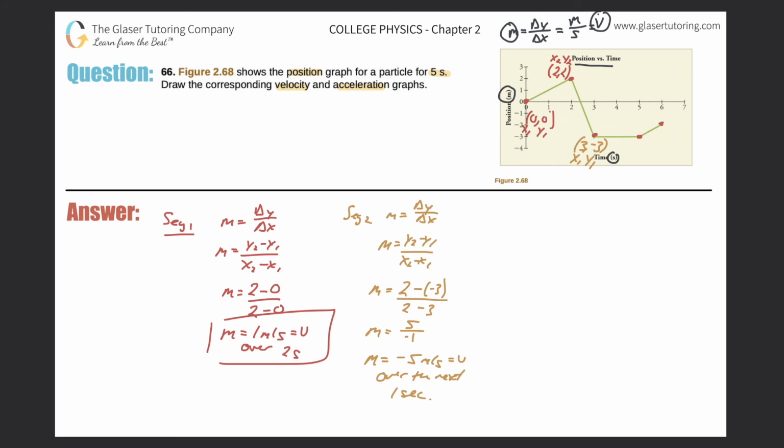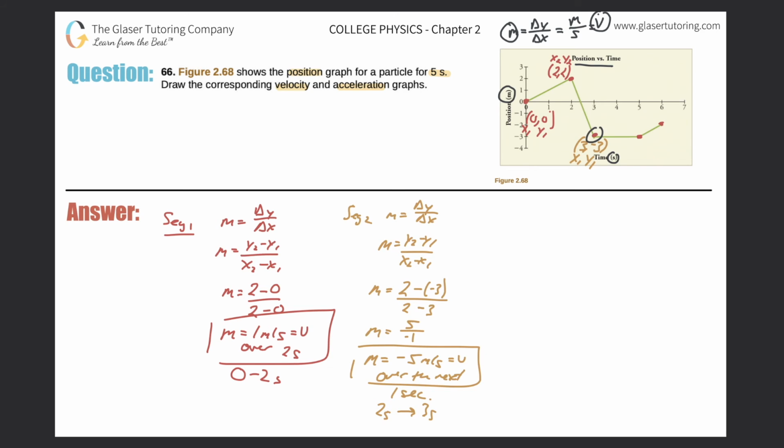So meaning that from 0 to 2 seconds was my velocity in red. Now from 2 seconds to 3 seconds, right, was my velocity now in yellow here. Let's do the next segment, segment number 3 now. I think you guys might be seeing the pattern.